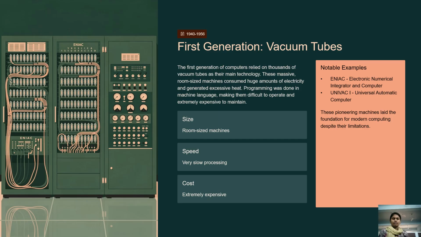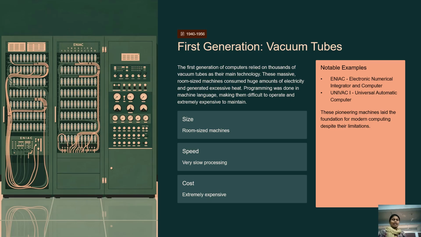First generation. The first generation used vacuum tubes for processing. These computers were very large, occupying entire rooms. They consumed huge amount of electricity and generated excessive heat. Programming was done in machine language only. They were very expensive and not reliable.